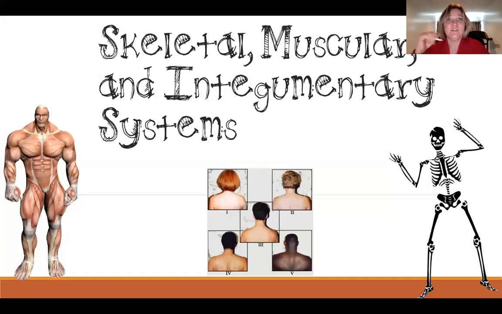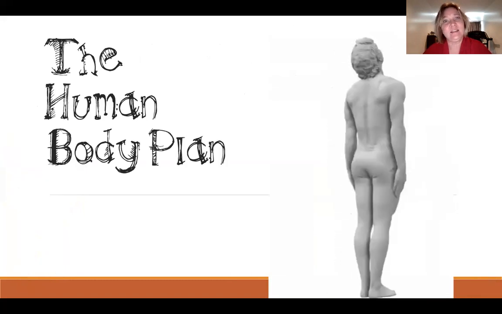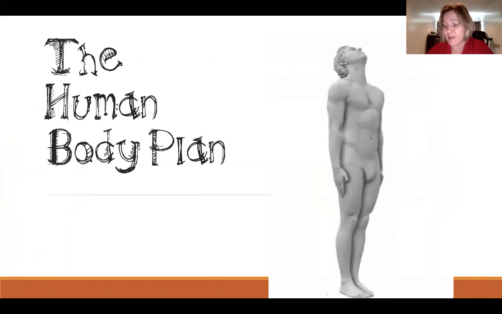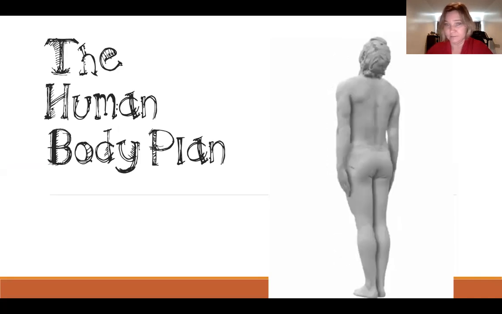All right, kiddos. So this semester in biology is going to be all about human anatomy. There's going to be a lot of vocab, but it is a very interesting topic. The chapters go by body systems. For this first chapter, it is the skeletal, muscular, and integumentary systems. Integumentary is skin, hair, and nails. I'm assuming you understand skeletal and muscular. But the topic for today's video is the human body plan.